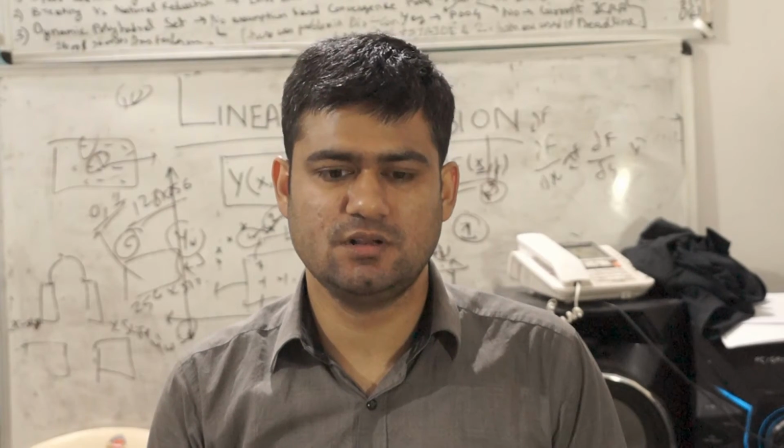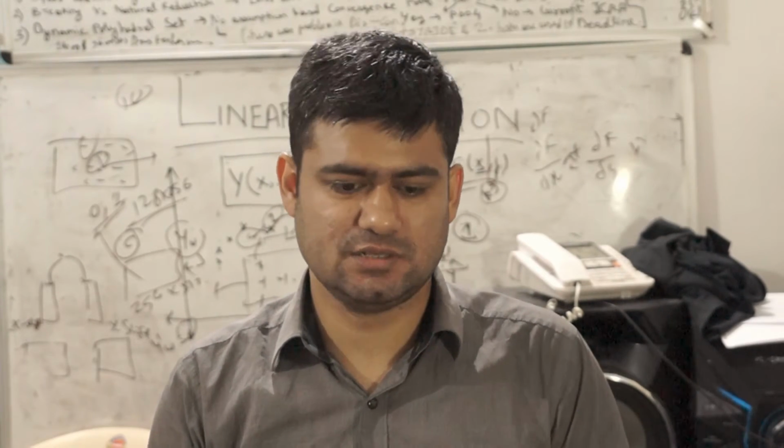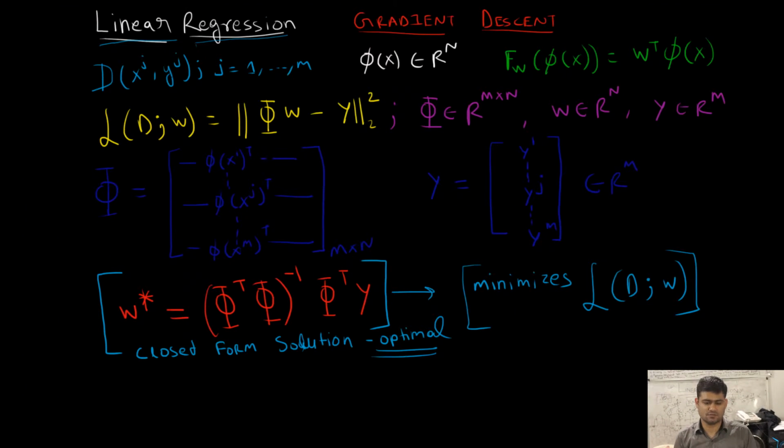So to summarize what we have learned so far in linear regression, which is an instance of supervised machine learning algorithms, we have a data set, which is a set of m data points xj and yj, where j equals 1 to m. We have a feature mapping phi of x, which forms perhaps a nonlinear representation of the input data points x.